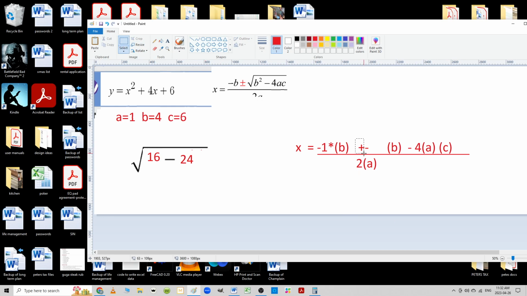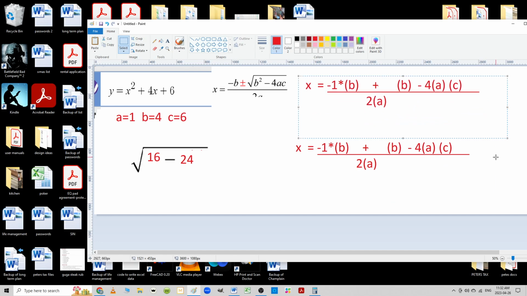Now keep in mind this plus minus here means we're going to do one that's plus and one that's minus. That's all it means. So you do two separate functions. But these brackets allow you to clearly see when something becomes positive or negative. Because if b is negative here and I multiply by minus 1, this whole thing will become positive. Same with over here.